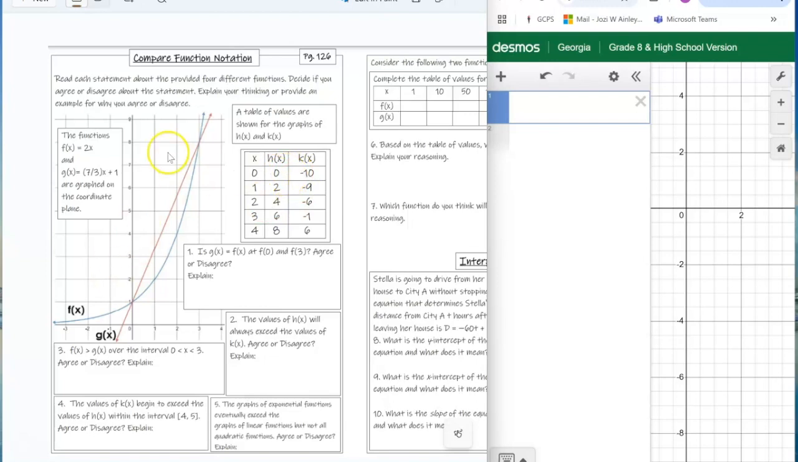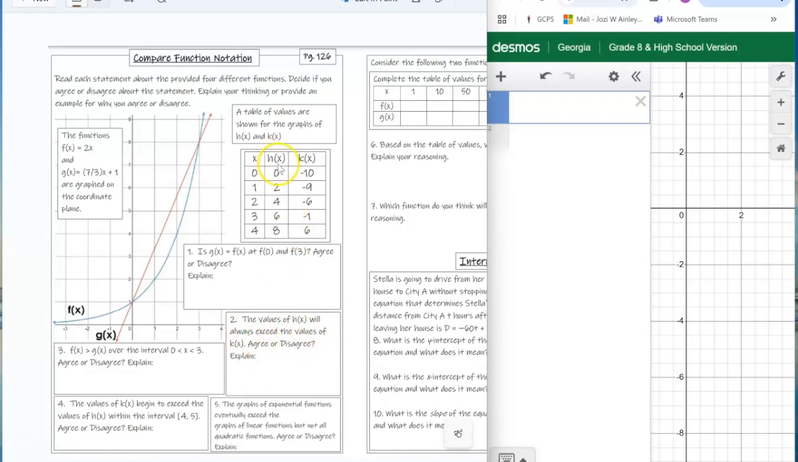So I'm just going to look at the tables. You can look at the visual representation of the graphs. A table of values are shown for the graphs for h of x and k of x right here. All right, so that means I'm answering all the questions that have h of x and k of x. So here are 2 functions. The values of h of x will always exceed the values of k of x. Do I agree or disagree?